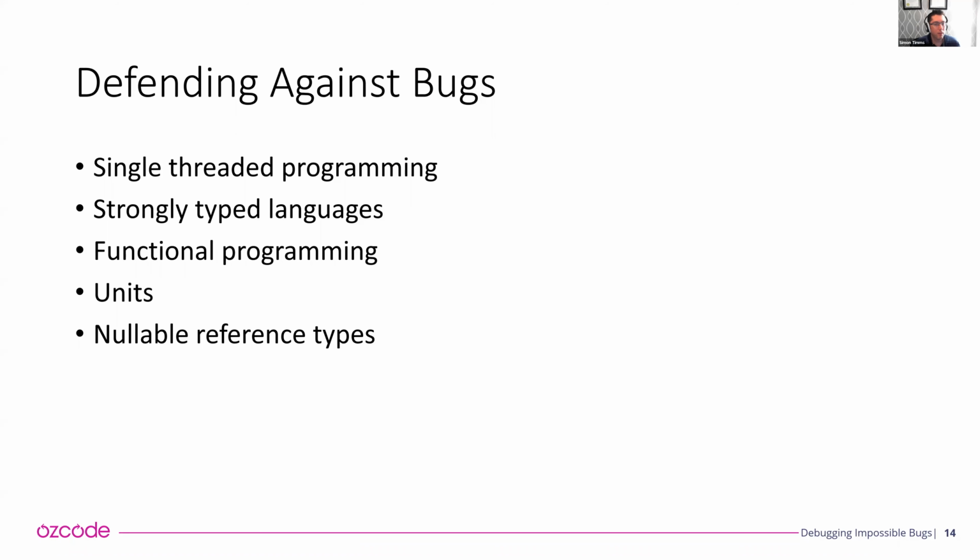All right, so this is the bit where I get to be a little bit controversial and say unpopular things about programming. So these are some of the things that I think help defend against bugs. And these are things that I've just discovered in my 100 million years being a computer programmer. I am shockingly old. So the first thing is single-threaded programming.